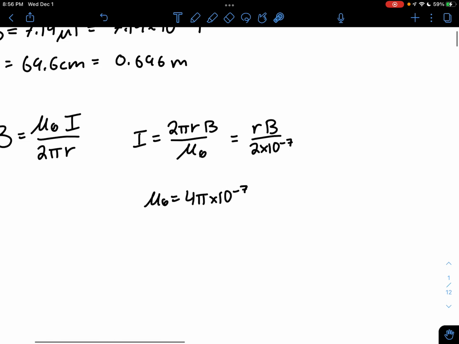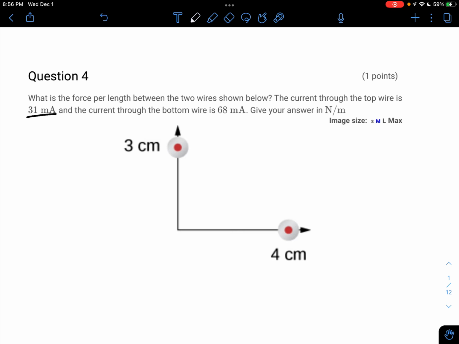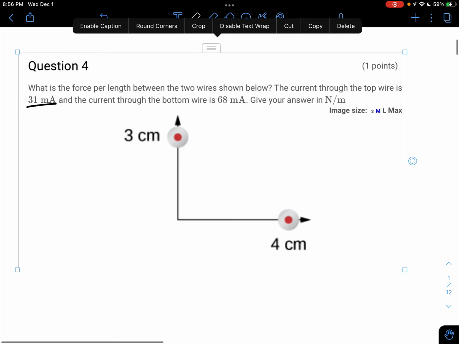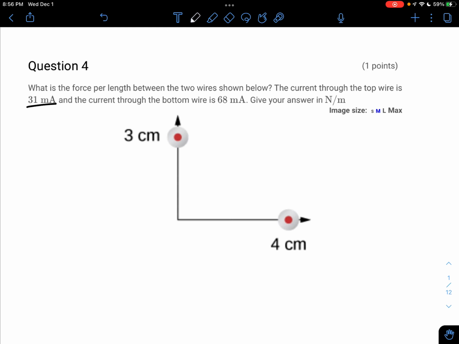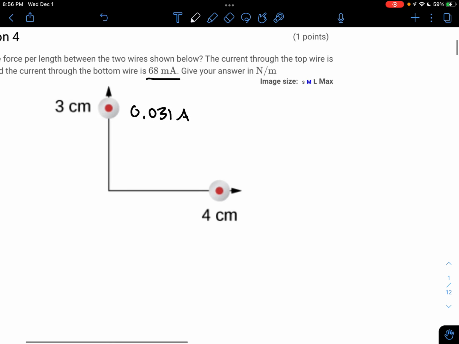Now for question 4, we're trying to find the force per unit length between the two wires. Our wires here are both coming up out of the page. We have 31 milliamps in this top wire, so our 31 milliamps, converted into base units, is 0.031 amps. And our current through the bottom, 68 milliamps, again in base units, is 0.068 amps.